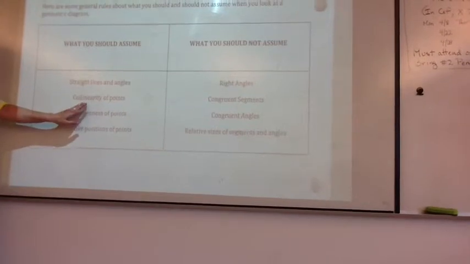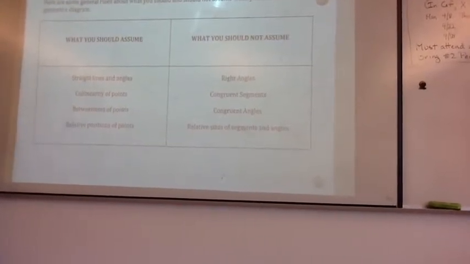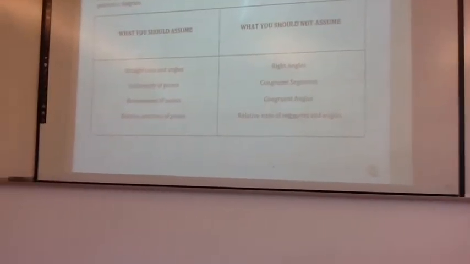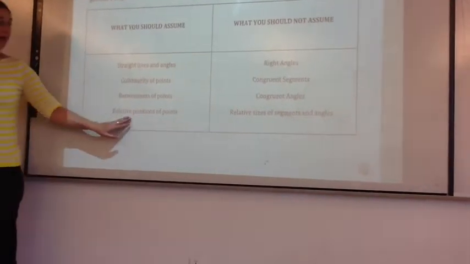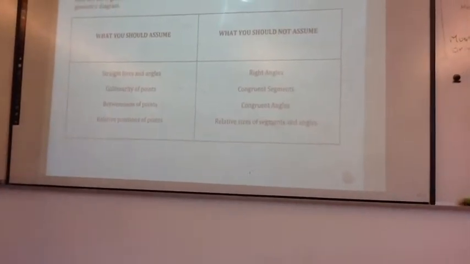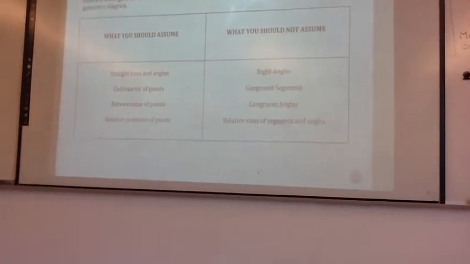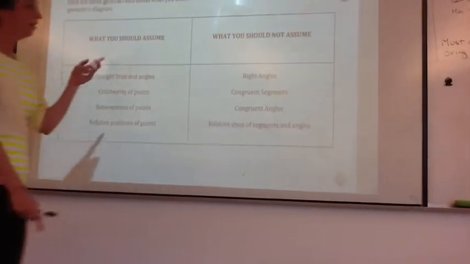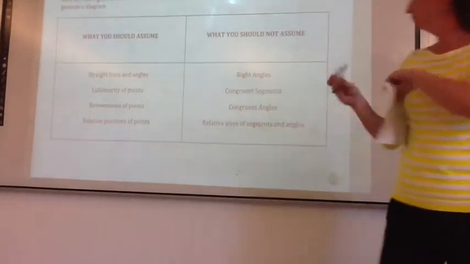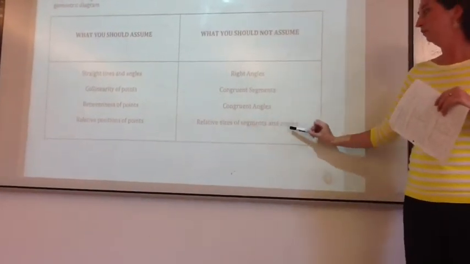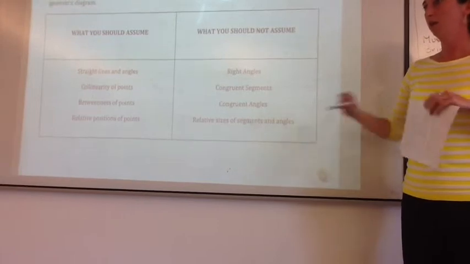You can assume if points are on a line that they are collinear. They're on the same line. You can assume that a point might be between two other points. These are all things you can assume. And then just the relative position of points. If one is above another, if one is next to another, just general positioning of points. But Markina, what can we not assume? Right angles, congruent segments, congruent angles, and relative sizes of segments and angles.